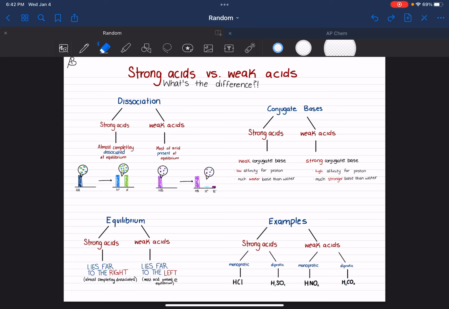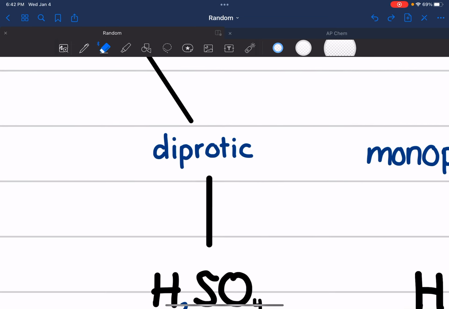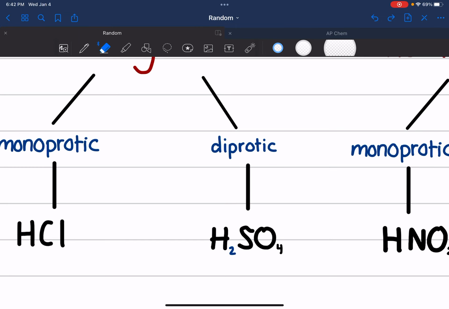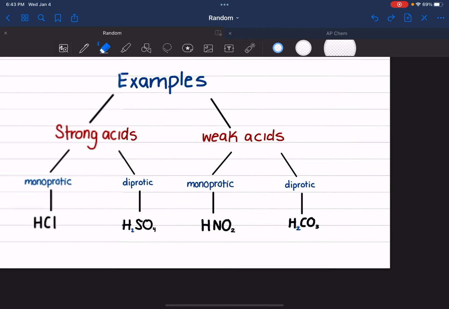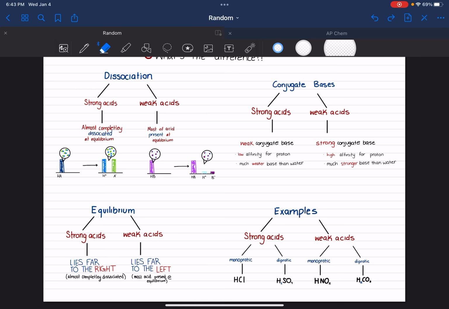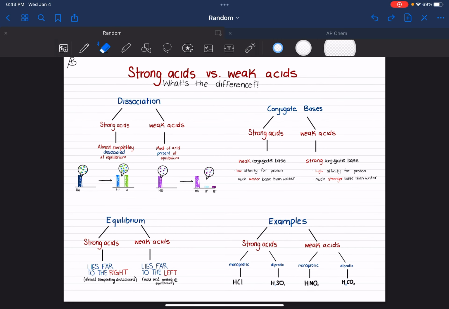For strong acids, a strong monoprotic acid is an acid with one acidic proton. So HCl is a great example. Very strong, one acidic proton. A diprotic is one with two acidic protons, as we see, H2SO4. And then the inverse is just a weak one, like HNO2 with one acidic proton, and H2CO3 with two acidic protons. That is really the summary of strong versus weak acids. And if you get really good with this, the rest of the chapter sort of makes sense. It conjugates in your brain.